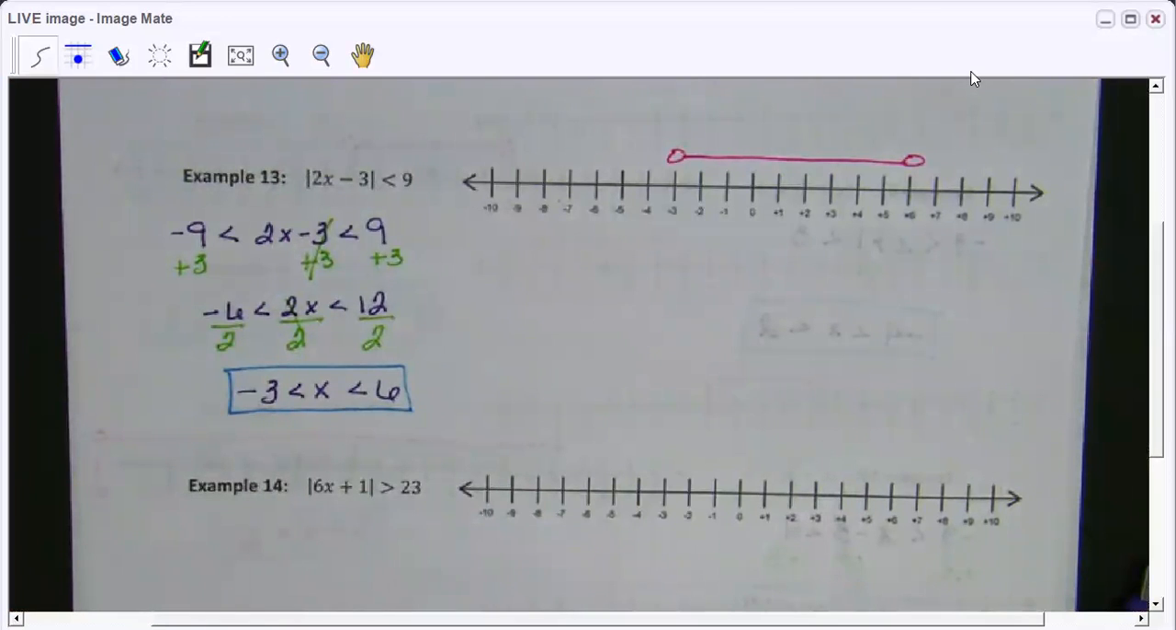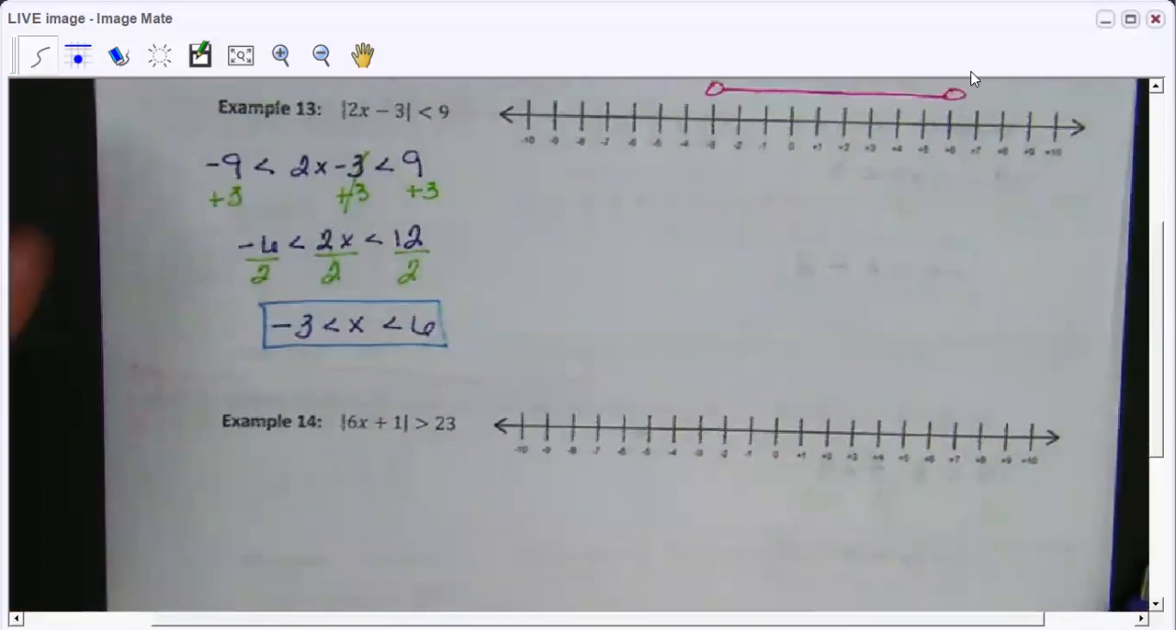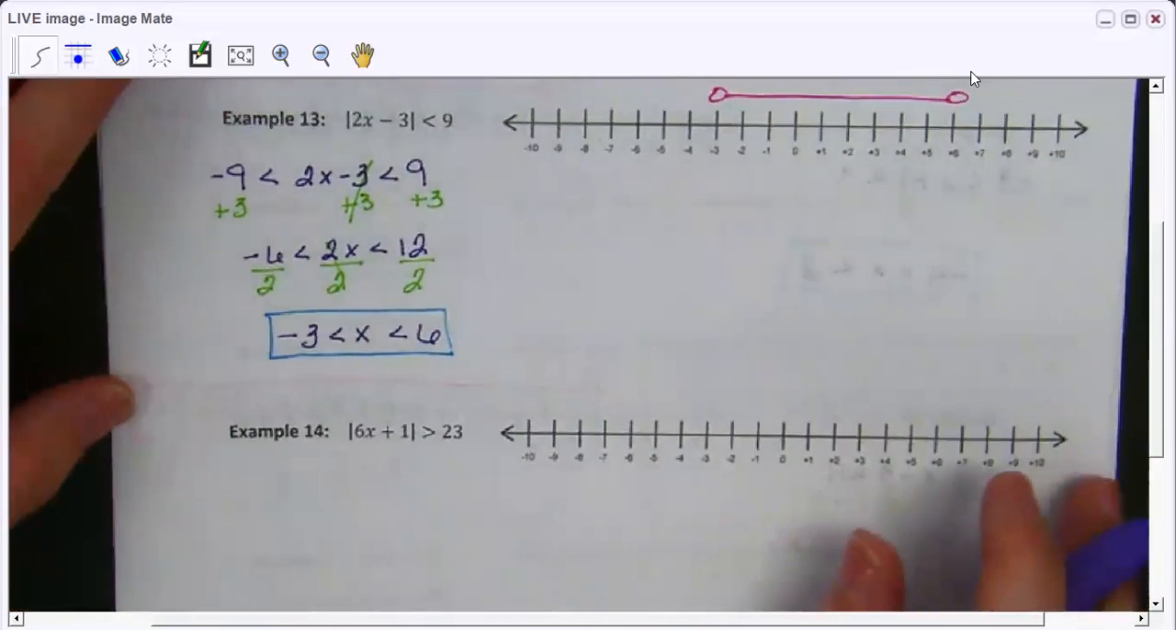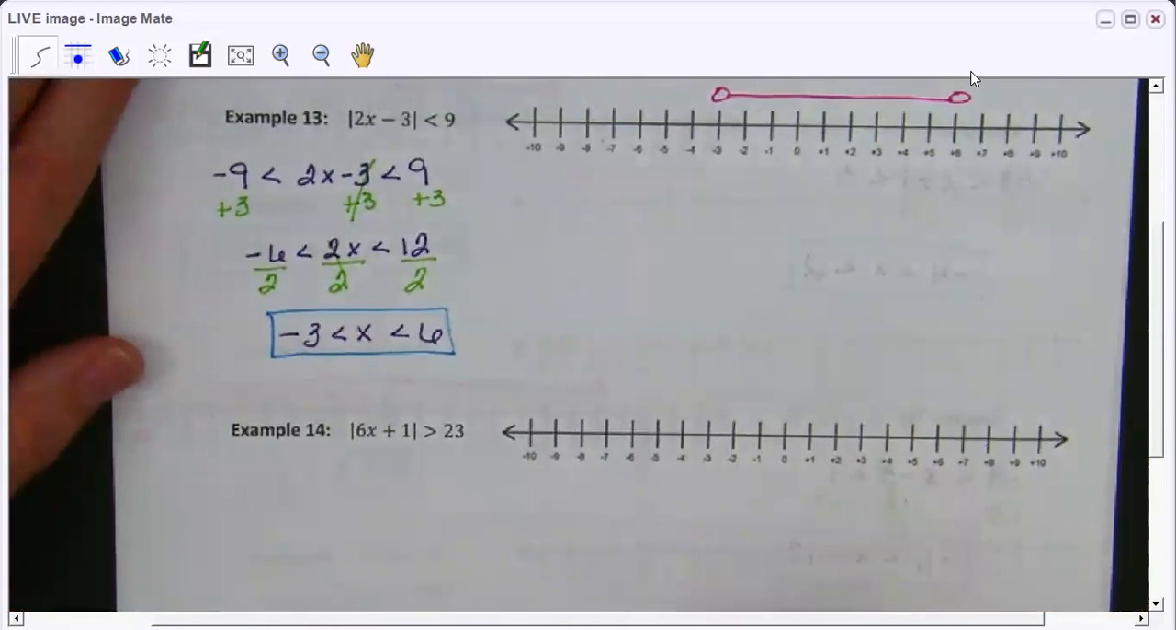And then with the disjunction, you're setting up two separate inequalities. If you need me to stop or pause or hold for just a second while you work or process, just let me know.